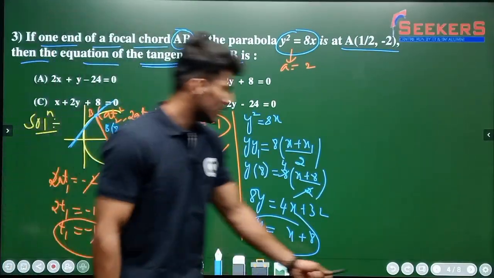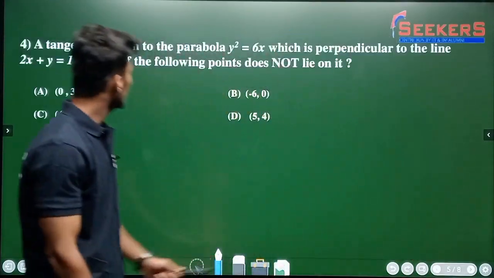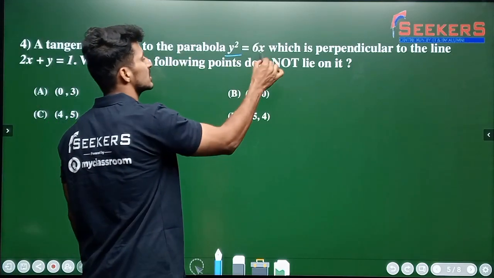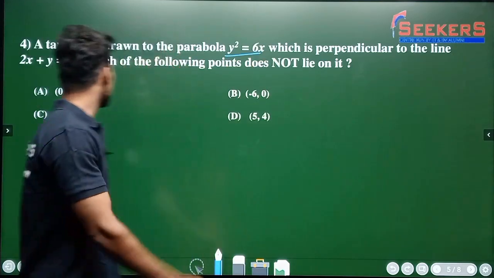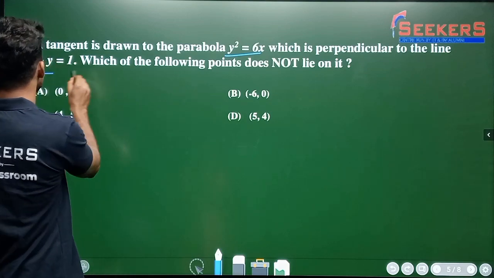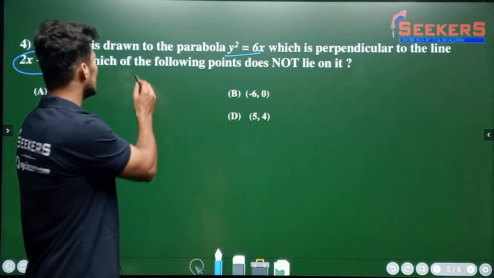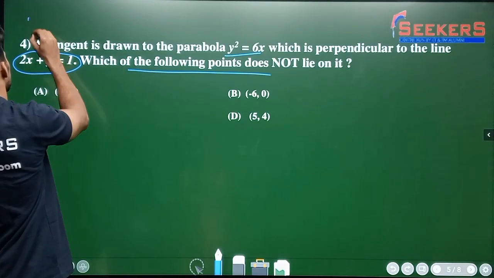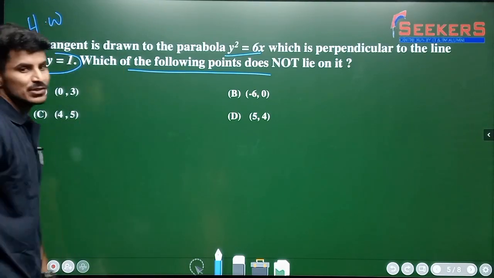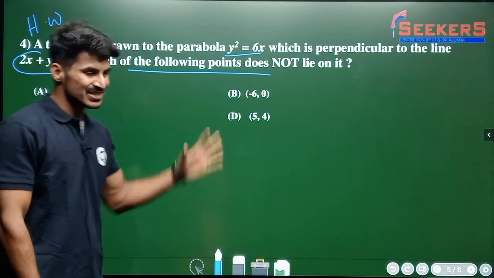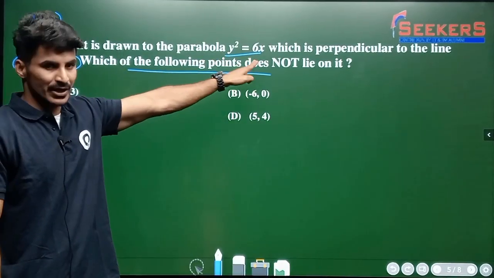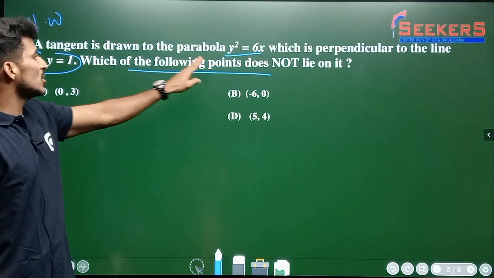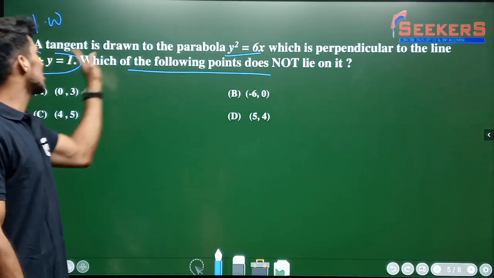Alright. So we'll go for the next. A tangent is drawn to the parabola y square is equal to 6x, which is perpendicular to the line 2x plus y is equal to 1. Then which of the following points does not lie on it? I'm giving you this question as homework. Make sure that everyone is solving it. Very simple. Tangent drawn to this parabola is perpendicular to this line.